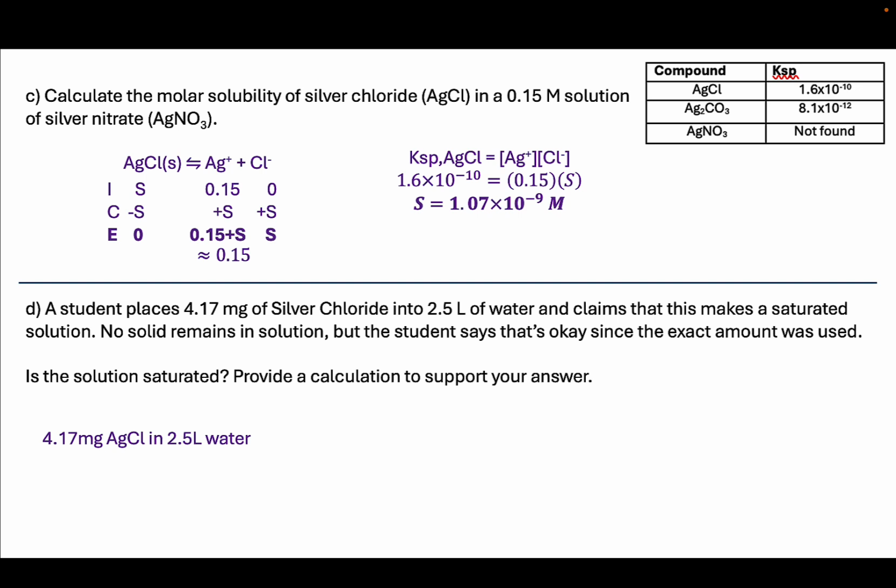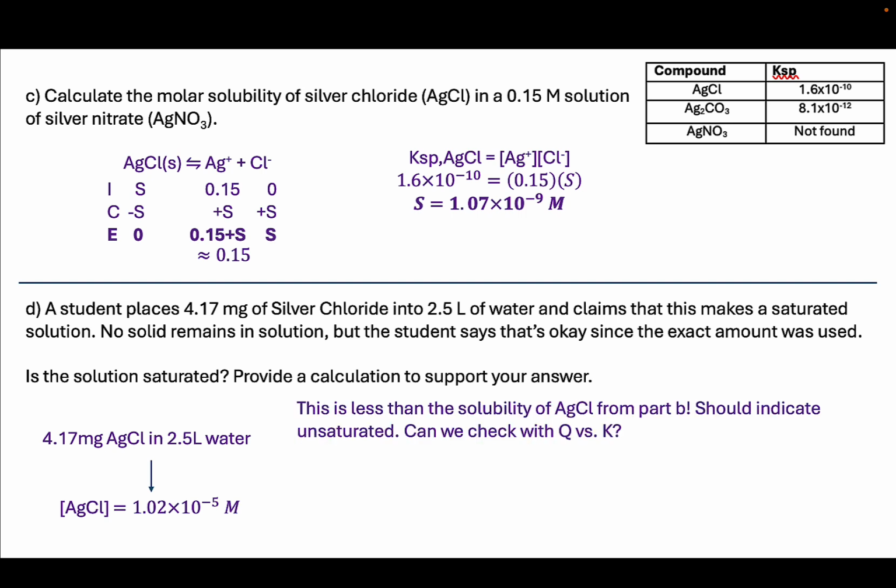But first, we definitely need to get the molarity, right? From 4.17 milligrams of silver chloride in this sample of water, we get that the silver chloride concentration is going to be 1.02 times 10 to the negative 5 molar. And right away, we can kind of say, well, this is less than the solubility that has been shown in part B, so we probably aren't there yet, right? This is most likely unsaturated, as we have not added up to the molar solubility.